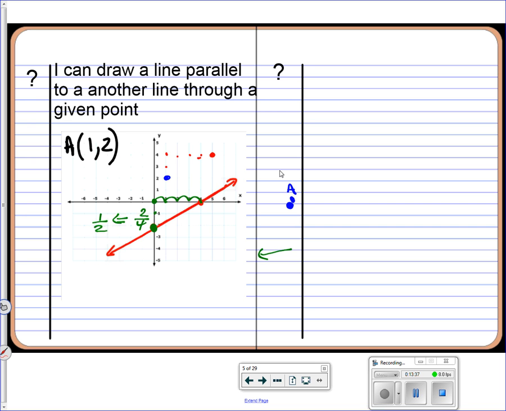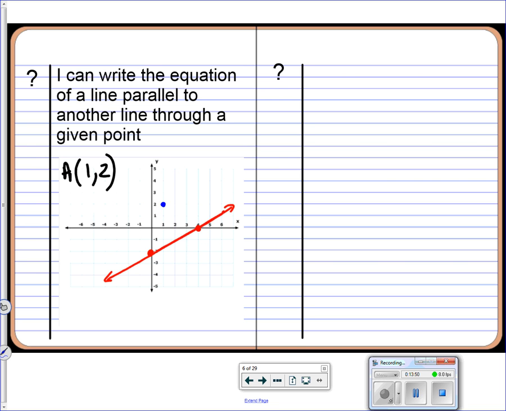Now I could have done up 1 over 2, and that would have given me the same line. Use a straight edge. I get myself a pair of parallel lines. It's that simple. I love it when those problems are given to me on tests. They're so easy. All right, so now it's saying I can write an equation of a line parallel to another line through a given point.